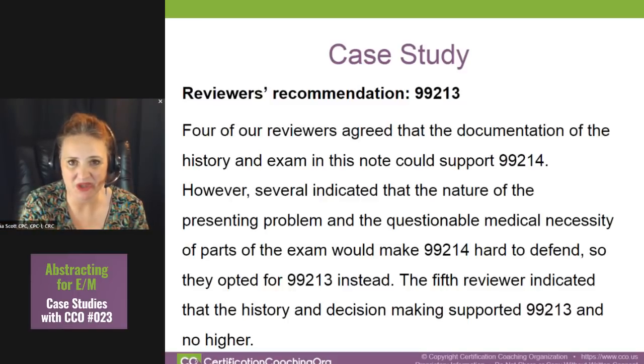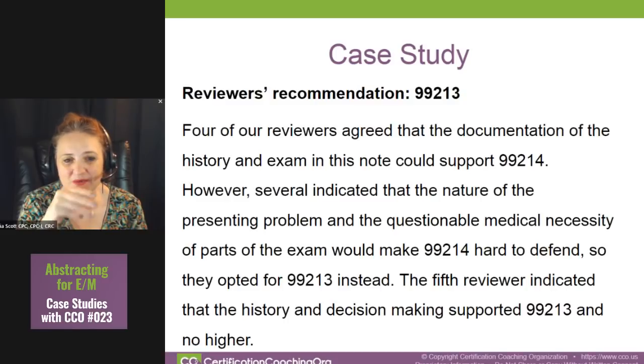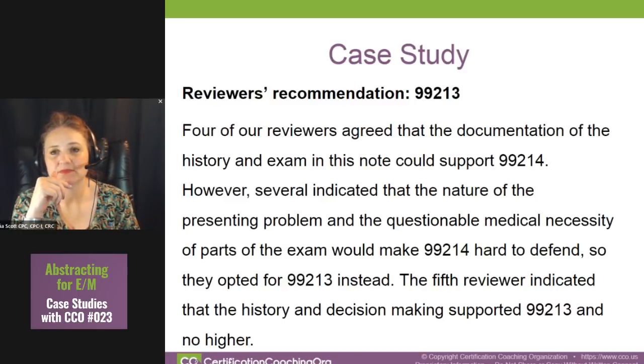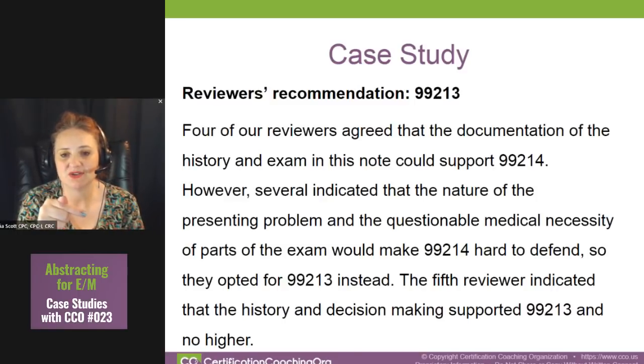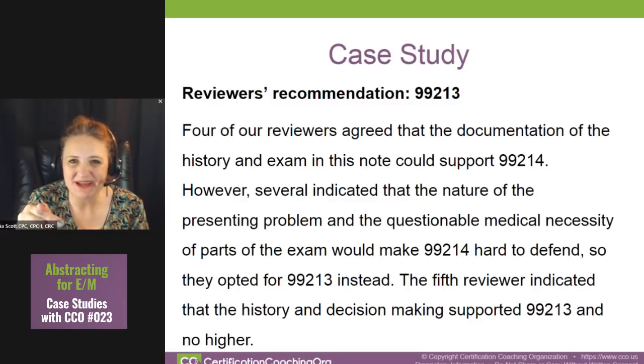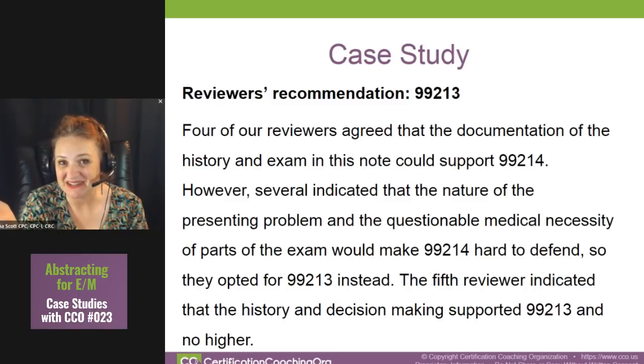And the patient's already been smoking for a while. So even the medical decision making, probably not enough to give them a 99214. So even though the new diagnosis of a cold is a new diagnosis, it's really not that big of a deal, is it? People recover from that pretty quickly. If he didn't get an antibiotic, would he have gotten better on his own after a while? Probably, right?